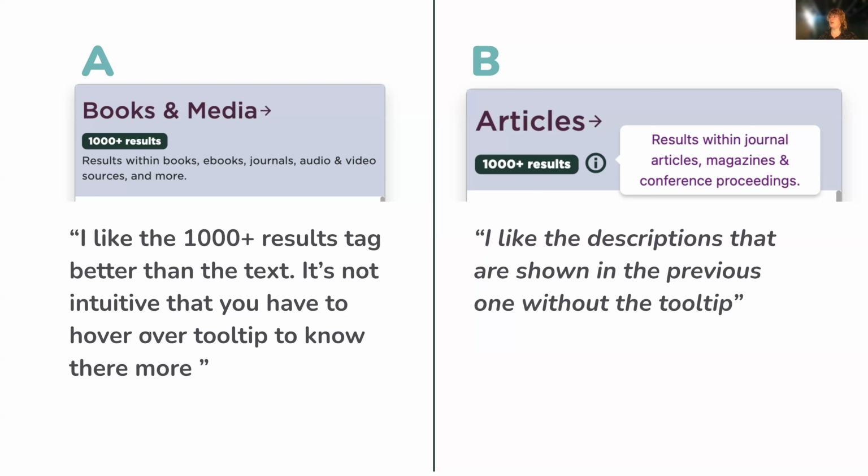Some of the feedback that we got was, I like the 1,000 plus results tag better than the text. It's not intuitive that you have to hover over the tooltip to know there's more. And I like the descriptions that are shown in the previous one without the tooltip. So people weren't really a fan of having to hover over the eye icon to get the tooltip. They didn't think that was very intuitive. So that was really helpful feedback.